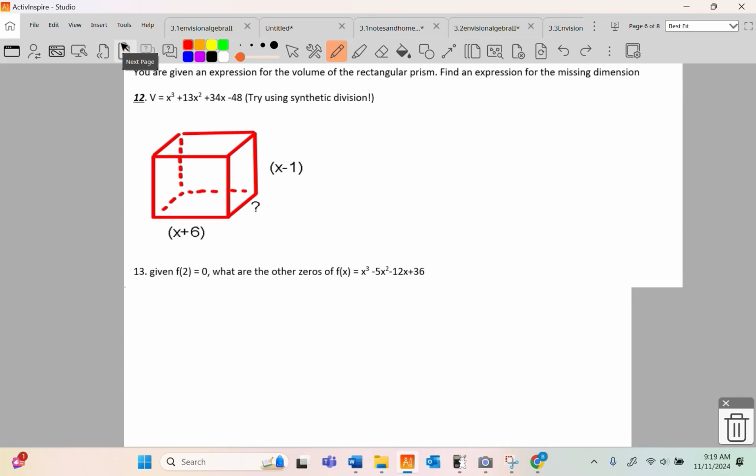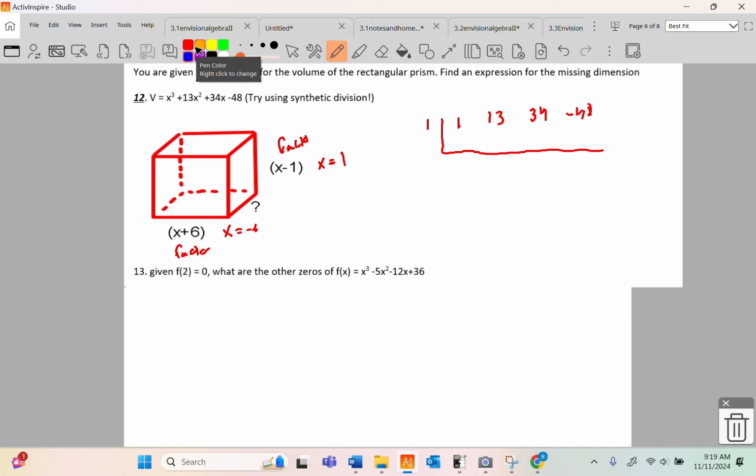All right, so you are given an expression for the volume of the rectangular prism. Find an expression for the missing dimension. So I know that this is a factor. And so is this. This factor says x is 1. This factor says x is negative 6. I can do synthetic division. And I'm going to start with the 1 because it's smaller. My coefficients are 1, 13, 34. And this is a Milbrath original problem. This is not something I pulled from a textbook or anything.